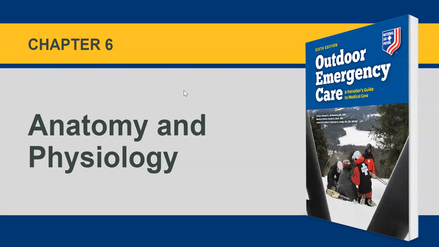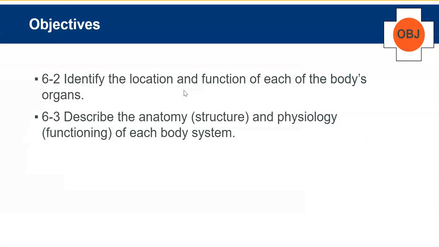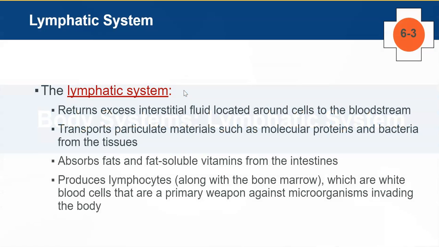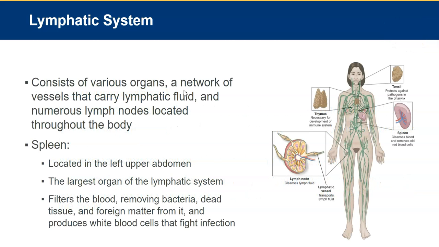This video completes Chapter 6 on anatomy and physiology by looking at the anatomy, the structure, and the physiology, the function of the lymphatic system. The lymphatic system has a couple of key functions. It will collect interstitial fluid, excess fluid that we find between the cells, in the spaces, is what interstitial means, and return that fluid to the bloodstream. And principally, it will also help produce lymphocytes, white blood cells that respond to invading pathogens.